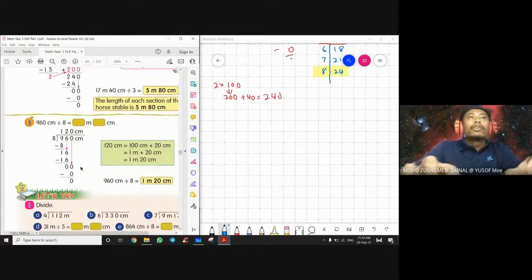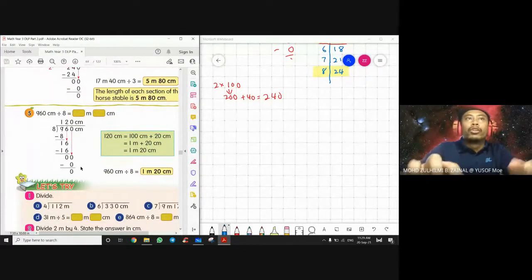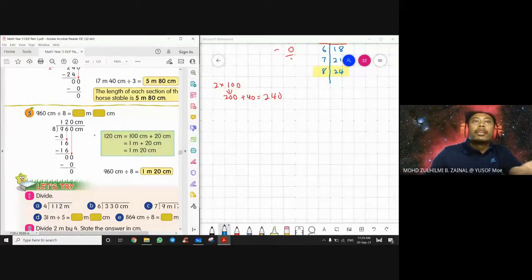Okay, yang ni for question number 5, yang ni simple je. No need to worry. Yang ni kamu bahagi and then you have to convert this. Okay, kita ambil dulu 120. Question number 5, the answer is 120 centimeters. So dia nak dalam meters and centimeters. So change into meters and centimeters.